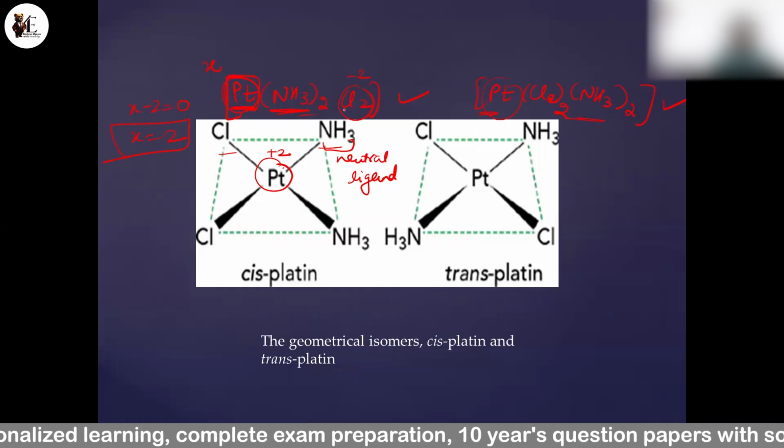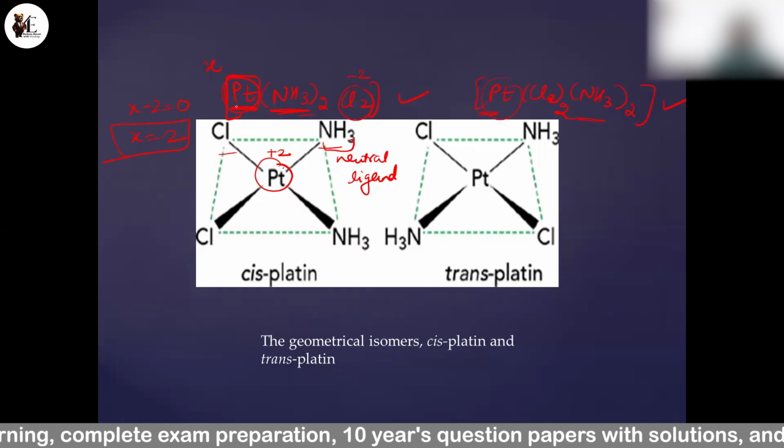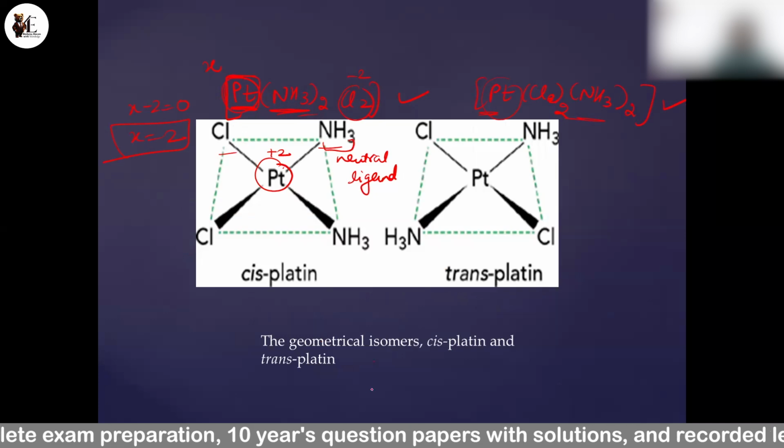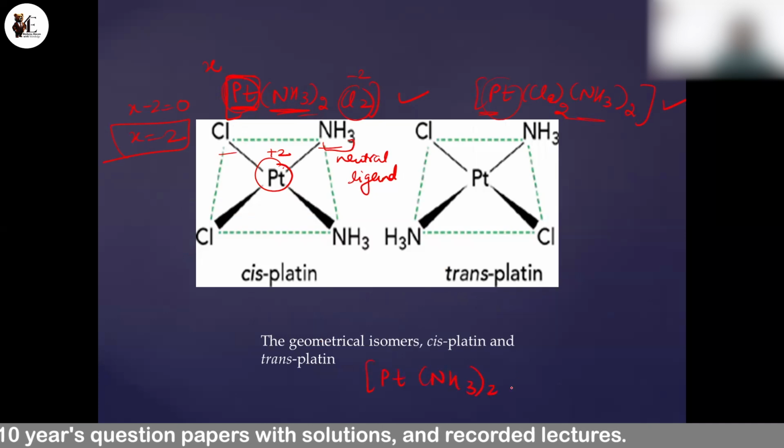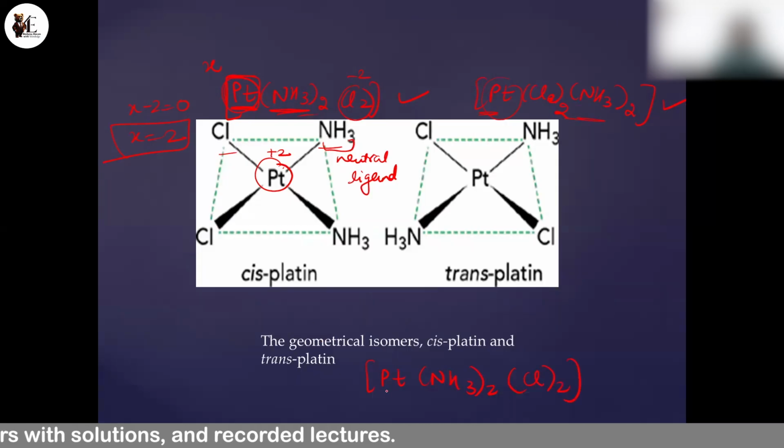In this case, in cisplatin, you are asking me the overall charge or the oxidation state of platinum. Because the formula you write is Pt(NH3)2Cl2, right? So there are two things. One is the oxidation state of platinum, and one is the overall charge on the complex. The oxidation state of platinum is +2, which we have calculated, right?